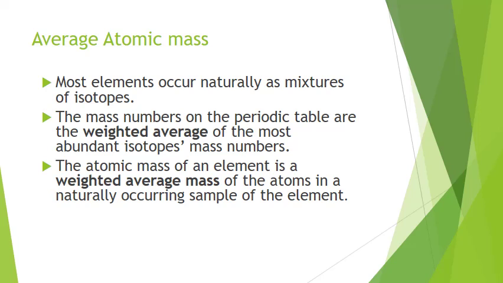So the concept of the average atomic mass is that most elements occur naturally as mixtures of isotopes. We've been working on this already in class. You have carbon 12, carbon 13, and carbon 14. All of these, remember, are isotopes. If you don't remember what isotopes are, they all have the same number of protons but a different number of neutrons, so they have different masses.